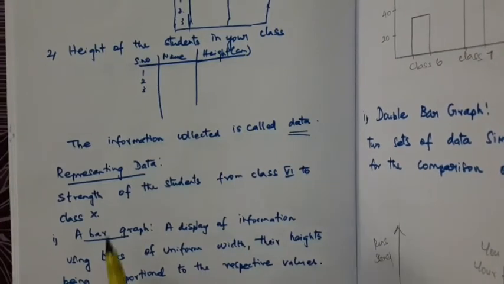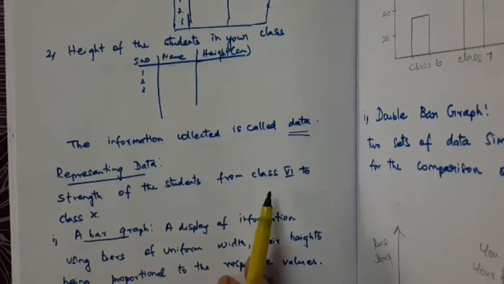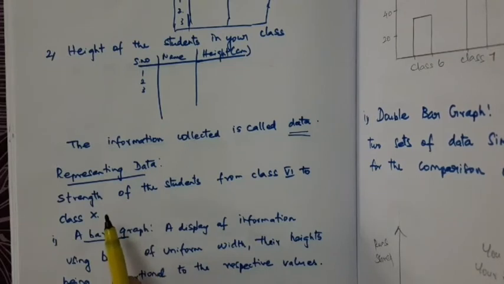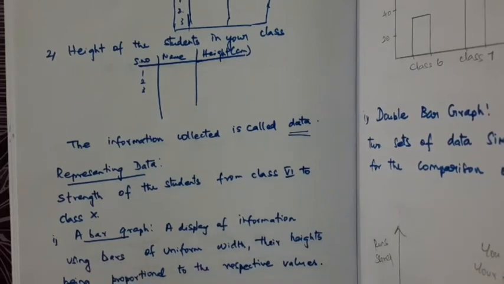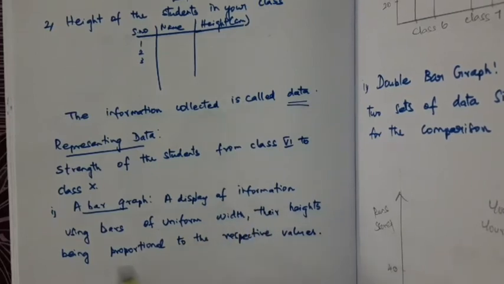For example, I want to represent the strength of the students from class 6 to class 10th. In a school I want to know the strength of the students from class 6 to class 10th. The first way is a bar graph. What is a bar graph? A display of information using bars of uniform width, their heights being proportional to the respective values. What does it mean?